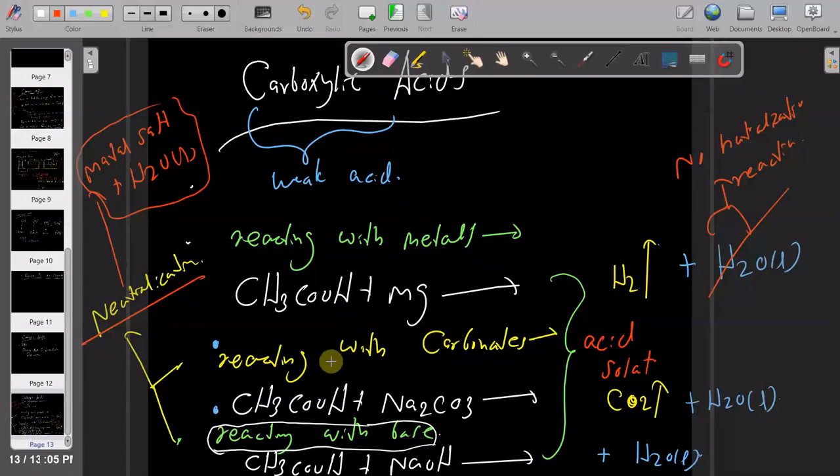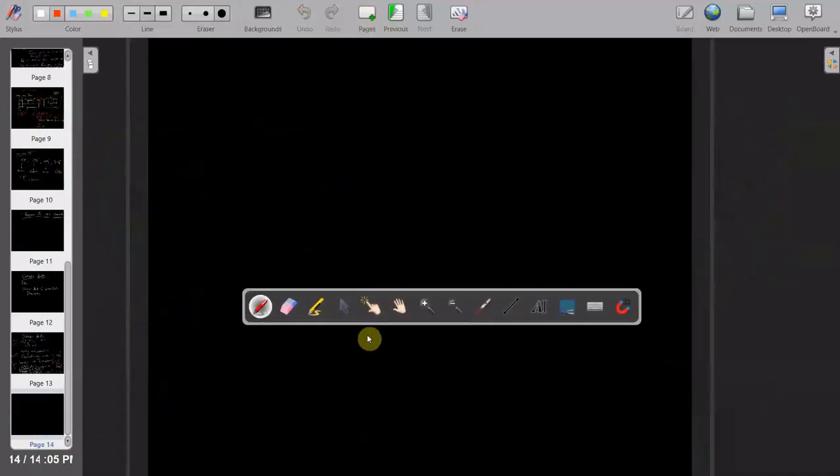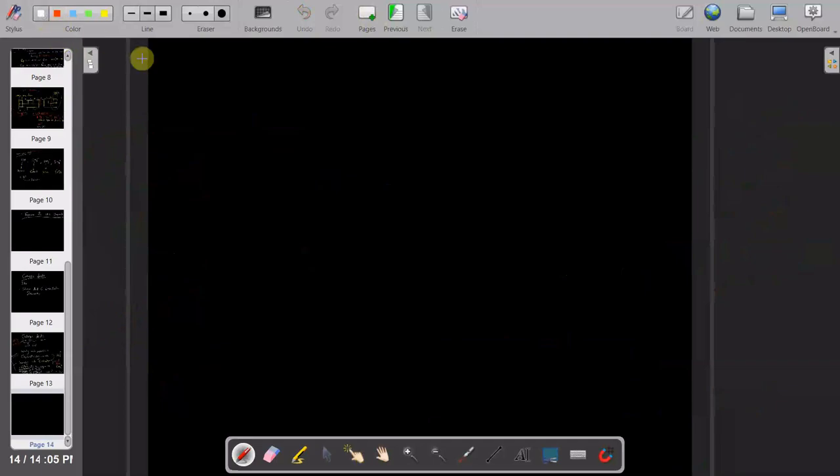Now remember, in the acid-base reaction, the salt of this acid is called what? For example, CH3COO minus Na. So what is the name of this? Can you tell me, one of you tell me the name of this? What is the name of the salt? Scientific name? Any one of you know?